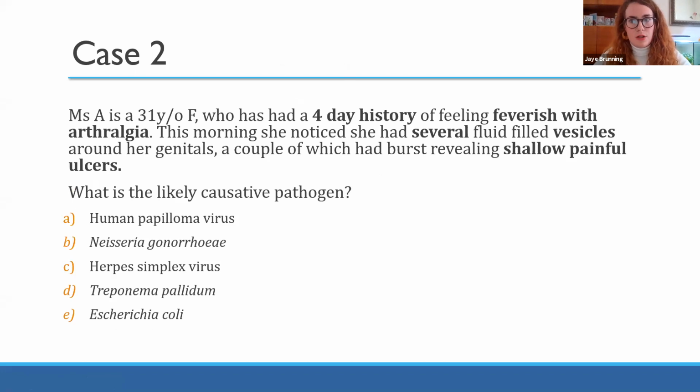So she's got a 4-day history of feeling feverish with arthralgia. She had several fluid-filled vesicles around her genitals, a couple of which burst to reveal a shallow, painful ulcer. The question is, what is the likely causative pathogen? So I'm going to pop the poll up now. Okay, so that should be coming up on your screen. So have a try at that one if you'd like.